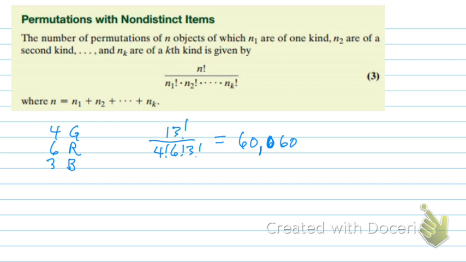Now, what if they were different shades of green and different shades of red and different shades of blue? Then what would it be? It'd just be 13 factorial, right? Because it is a permutation. What does that come out to be? Slightly larger than 60,000. So that's what? 6.2 billion again.